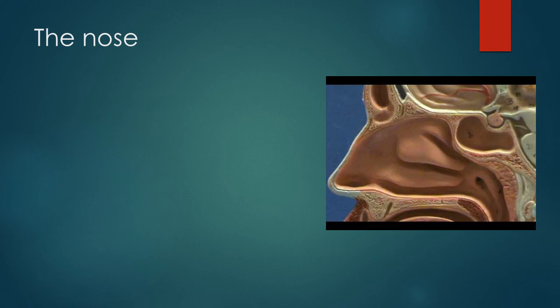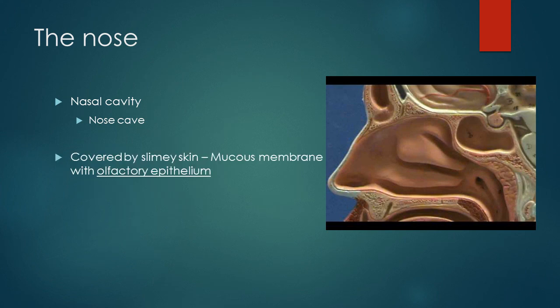So, when we look at the nose, you see that there is a big hole. We call it the nasal cavity. So, the nose cave is called the nasal cavity. The skin of the nose, so the inside of the nose, is covered with a slimy skin, a mucous membrane, which we call the olfactory epithelium.